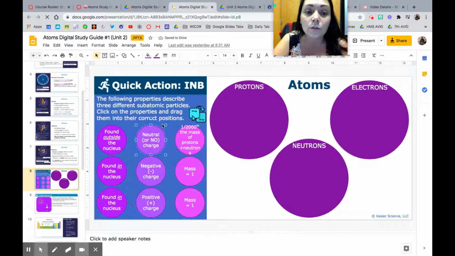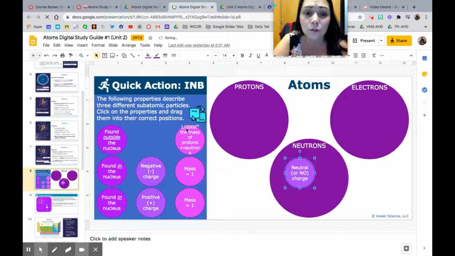So which one is neutral and has no charge? The neutrons. And then that's all you do, y'all, is you just move those.